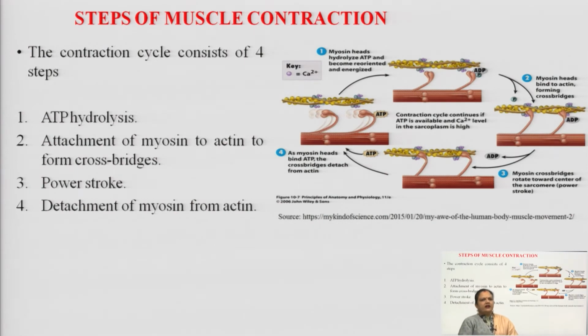Now, there are basically 4 steps involved in skeletal muscle contraction. The contraction cycle comprises the following 4 subparts. The first one, which is very important for the start of contraction, is ATP hydrolysis. I hope you already know about ATP. The full form of ATP is adenosine triphosphate.